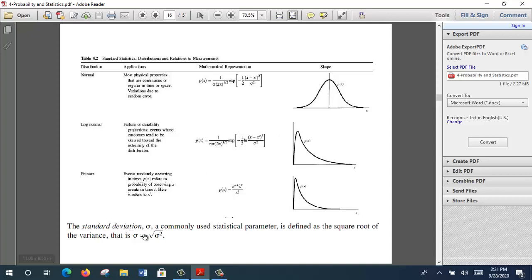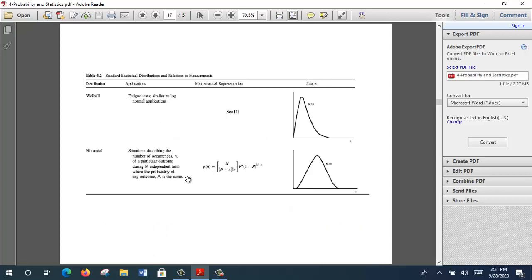So the standard deviation, commonly used as a statistical parameter, is defined as the square root of the variance. So this is basic knowledge for you guys. What is the standard deviation? It is the square root of the variance. So that is the units and the formula for the standard deviation.